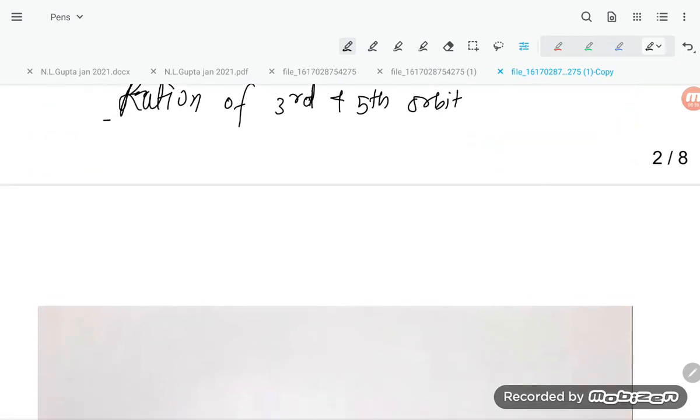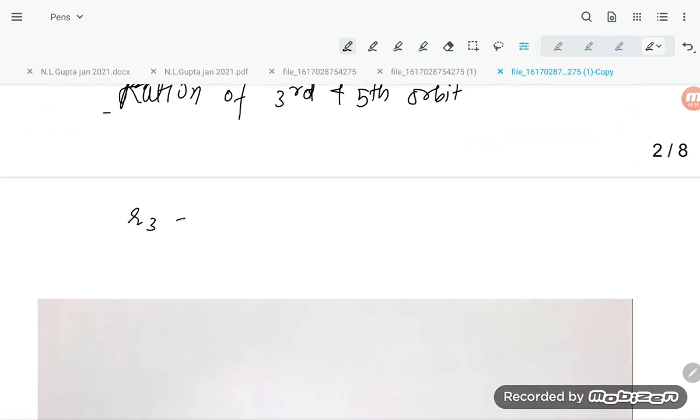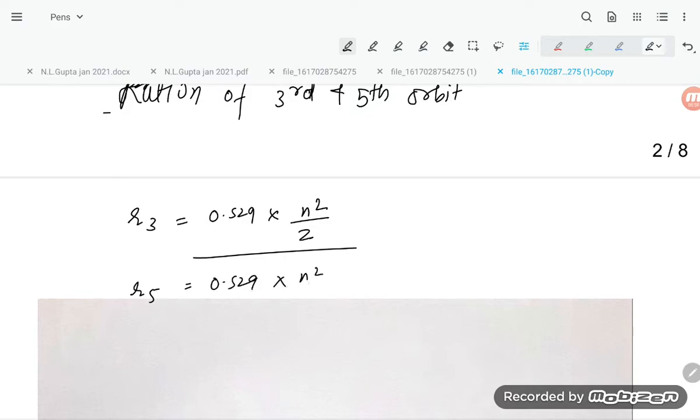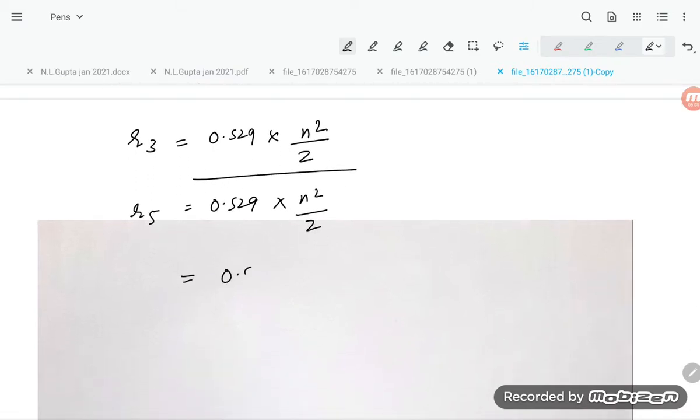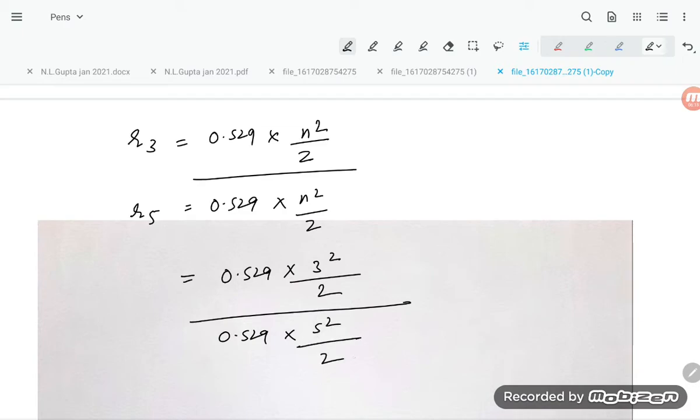So how can you solve this? r3 is equal to 0.529 into n square upon Z, and r5 is equal to 0.529 into n square upon Z. For the third orbit, n value is 3, so put the value 0.529 into 3 square. Z value for helium is 2. Again 0.529 into 5 square upon 2.